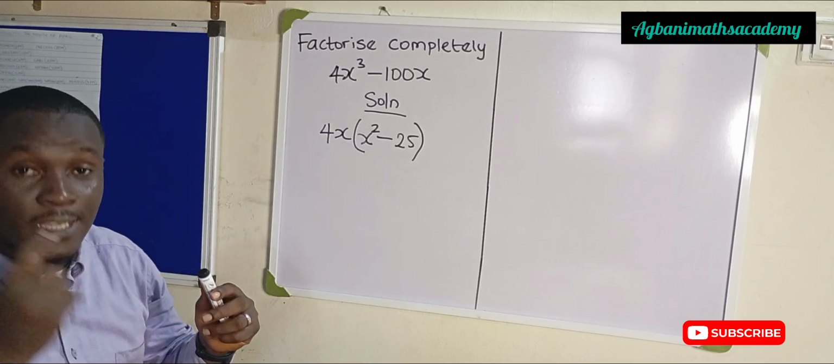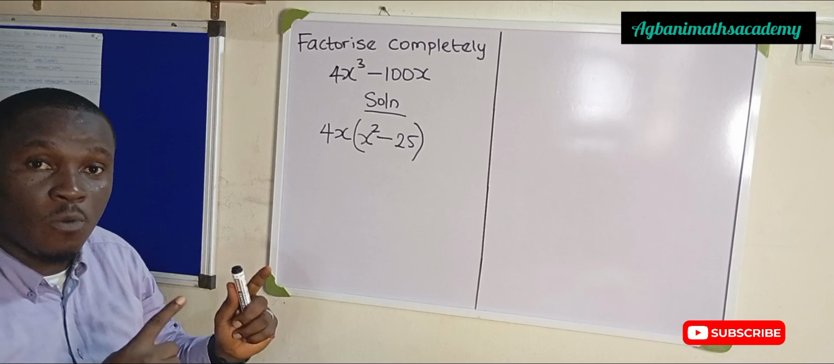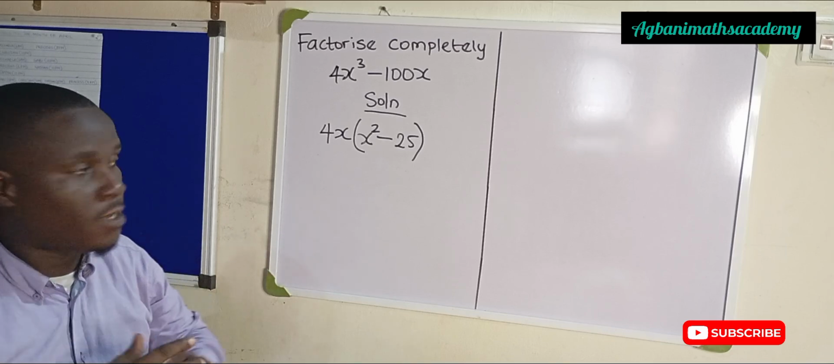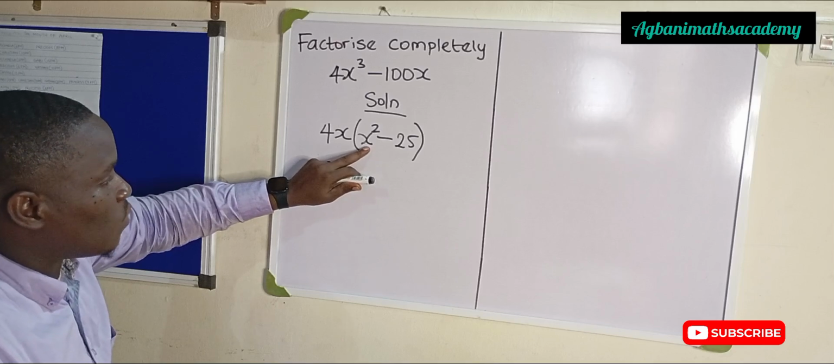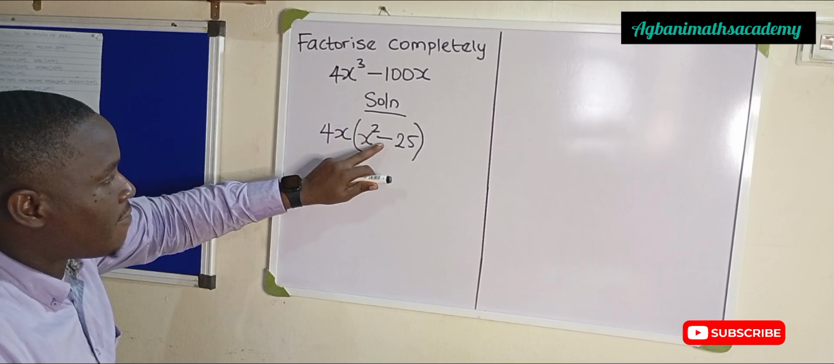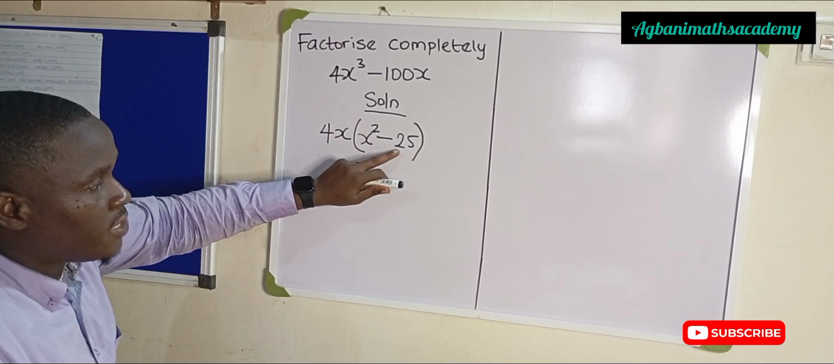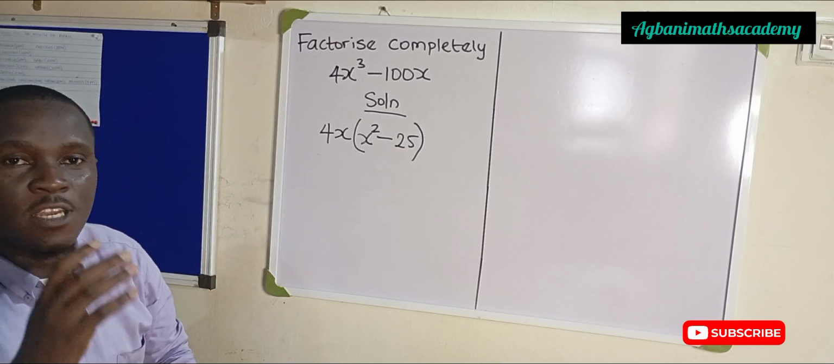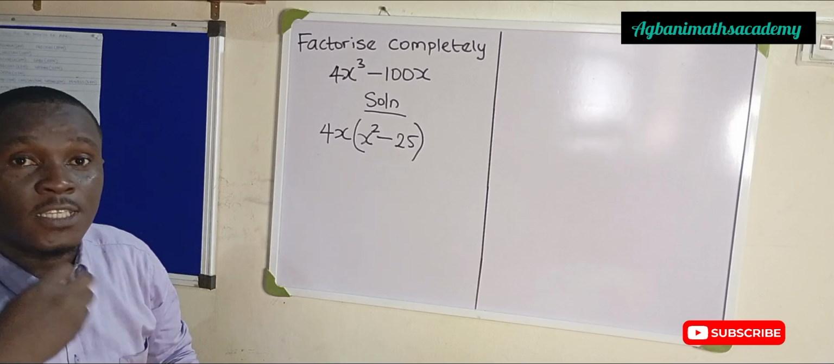Have we factorized? Yes, we have. Have we factorized completely? No, we haven't. So we have to factorize further. If you look at the values in the bracket, we have x squared and we have minus 25. This 25 is a perfect square. A perfect square is a number whose square root is a whole number.